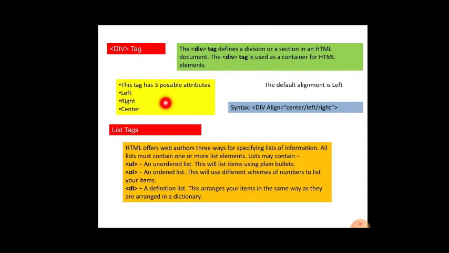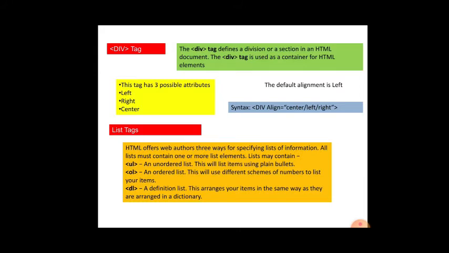There are three possible attributes: left, center, and right. Left will align or divide this towards the left, right alignment is towards the right, and center creates a section in the center. Next is the list tag. HTML offers web authors three ways of specifying a list of information. So how are we going to make a list? It is very useful for making any website or web page.